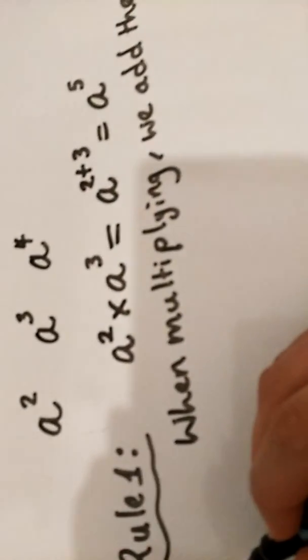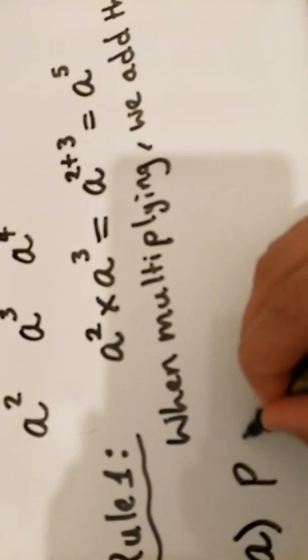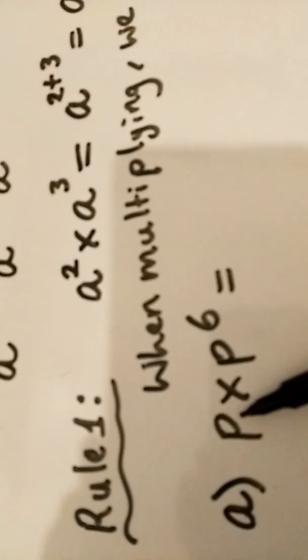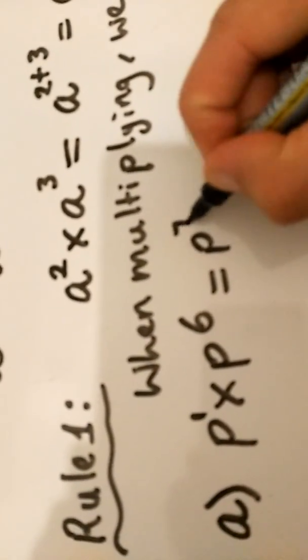So let's look at some examples. p times p to the power of 6. Now, p doesn't appear to have a power, but we know if there's a p on its own, it means that there's a 1 there. So watch out for that. So what we're going to do is add the powers. 1 plus 6 is 7, so that gives us p to the power of 7.